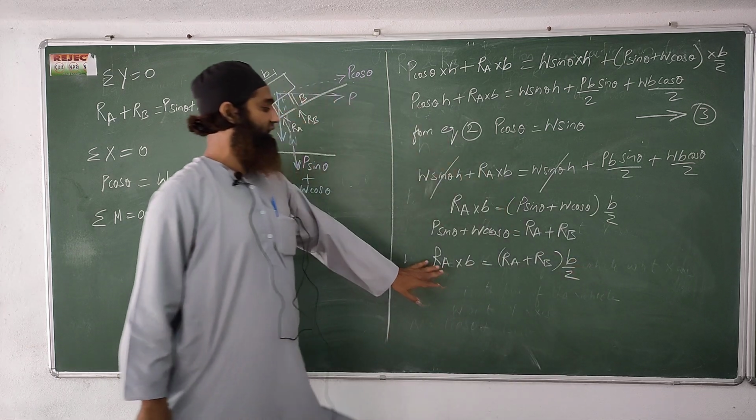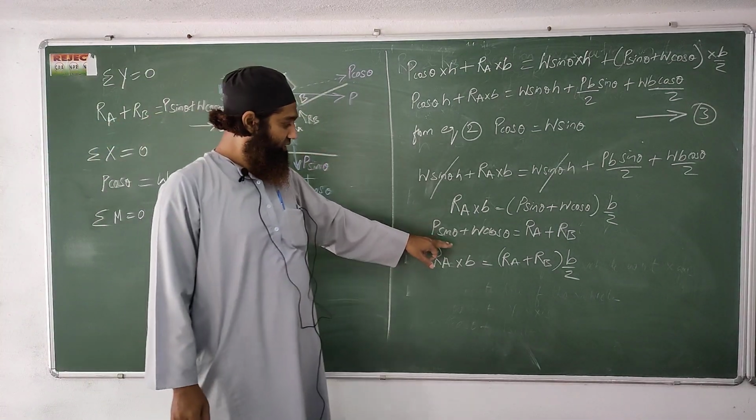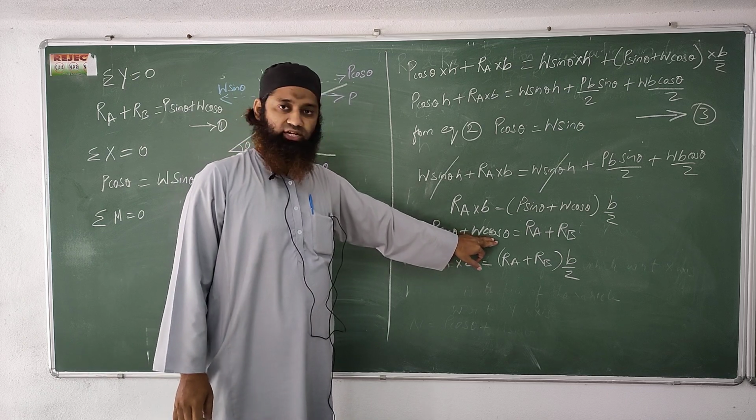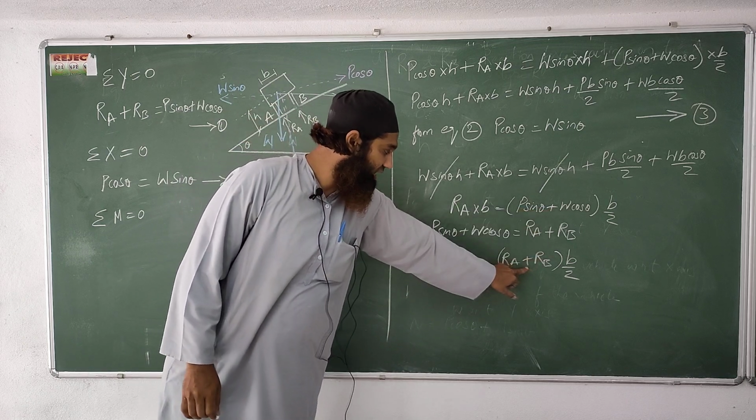Okay, hope this is clear. It is very simple. I've just substituted equation 1 in this equation: P sin theta plus W cos theta is equal to RA plus RB. I've just written that P sin theta plus W cos theta is RA plus RB.